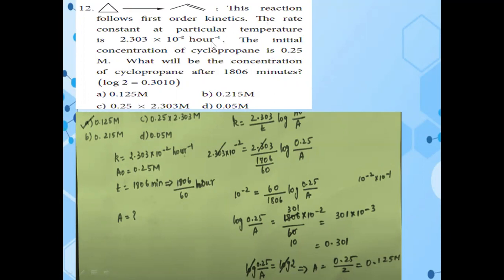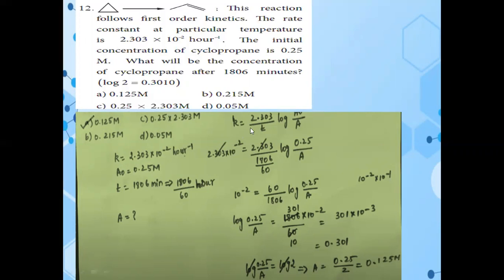The rate constant is given in hours, but the time is given in minutes. So we need to convert that minute into hour. We are going to divide 1806 by 60. What is being asked in the question? We need to calculate the concentration after 1806 minutes, that is A.